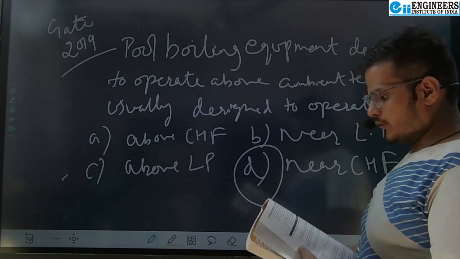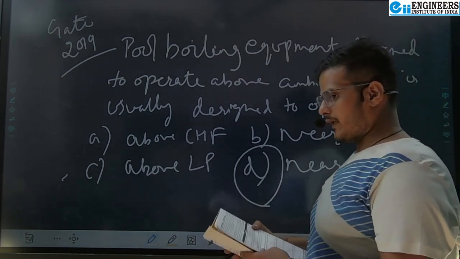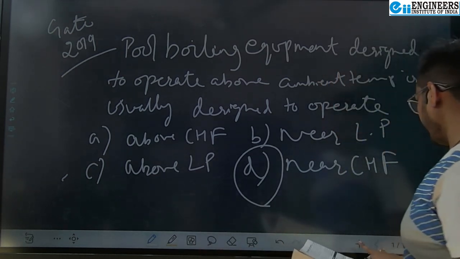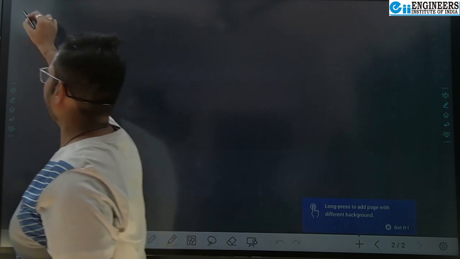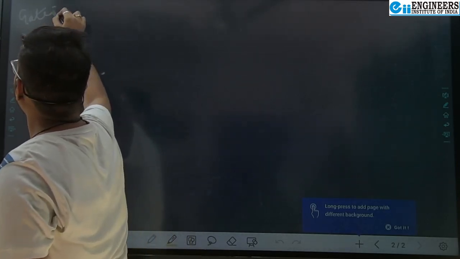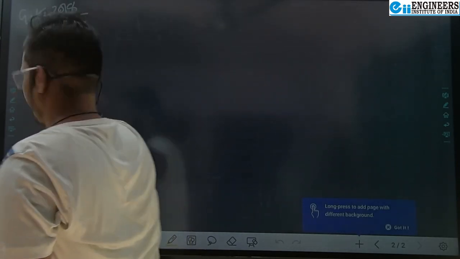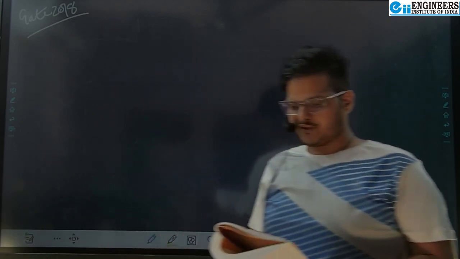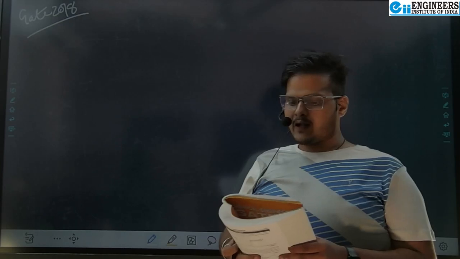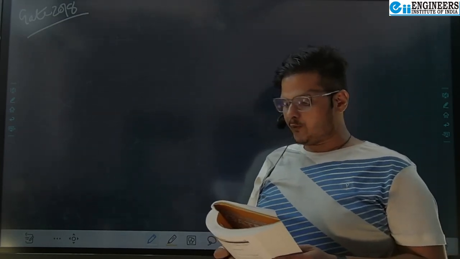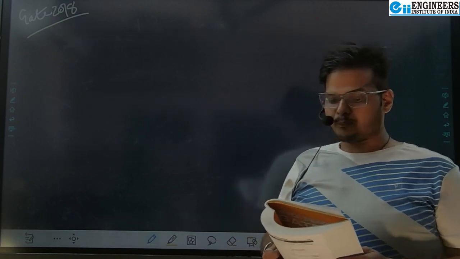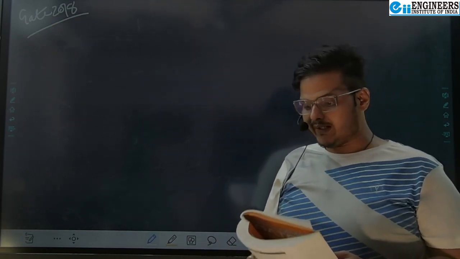Fine. So now let's move on to another question. The second question was asked in GATE 2018. You can hear the question. Vapor bubbles are formed in the nucleate boiling regime at a frequency of 10 bubbles per second per nucleating site.